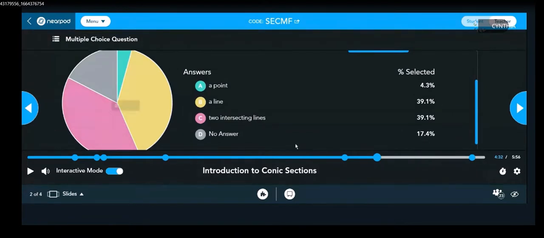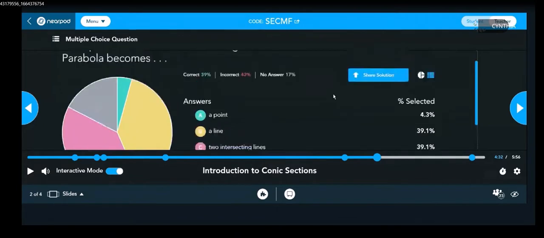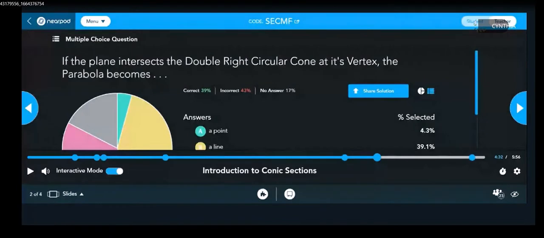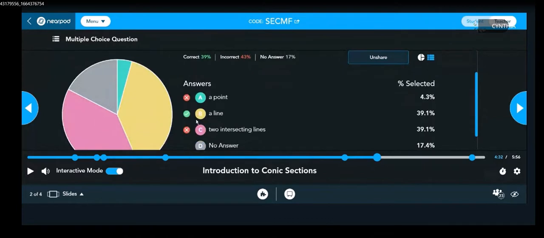All right, let me see. What do you think it is, guys? We're talking about a plane that intersects that double right circular cone at its vertex. The parabola becomes, I think it might be point. Let's look. No, it's a line. Because think about a parabola. Parabola is like this, okay? But it's hard for me to visualize it.